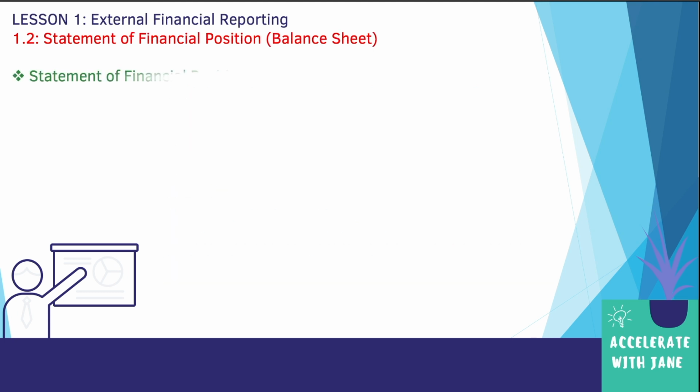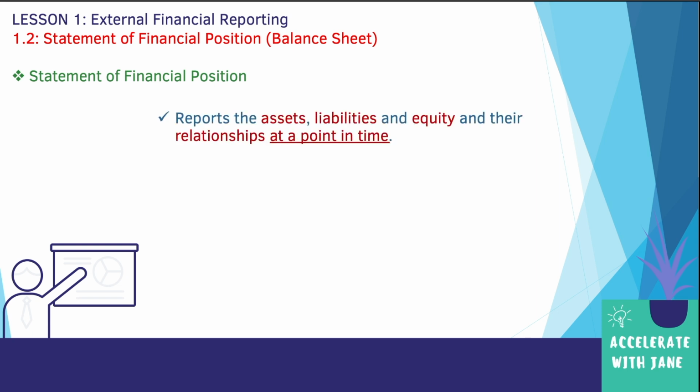Alright, what is the Statement of Financial Position? This financial statement reports the assets, liabilities, and equity and their relationships at a point in time. So why is the balance sheet important? The main purpose of the balance sheet is to reveal the financial health of a business, take note at a specific point in time. So most companies report their financial statements as at end of the year or as at 31st of December. So how is the balance sheet used?